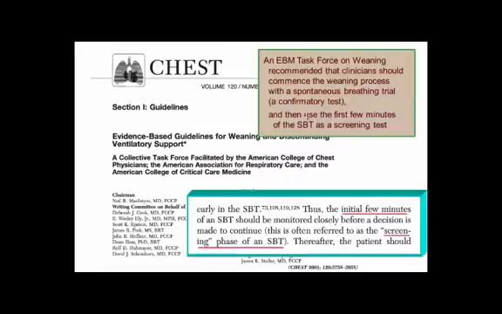An EBM task force on weaning recommended that clinicians would be better off to commence the weaning process with a spontaneous breathing trial and then use the first few minutes of the spontaneous breathing trial as a screening test. They say, as written down here, thus the initial few minutes should be monitored closely before a decision to continue, and this is often referred to as the screening phase of the SBT.